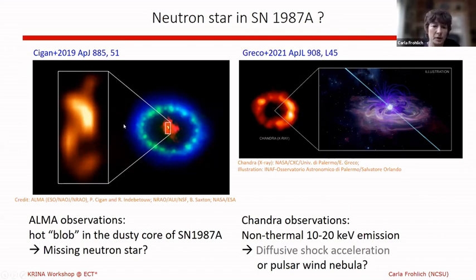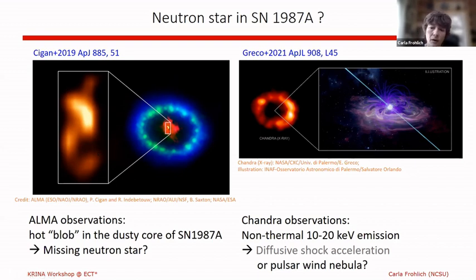On the left, you see observations in the millimeter with ALMA, and you see in blue the ring structure, and then at the center there's this inset, and there's this hot, bright blob here, and they call it the hot blob in this dusty core. So all this red center part is rich in dust of 87A. And the interpretation in this paper is, could this excess hot blob of dust be a signal of the missing neutron star of 87A that we've not detected yet?